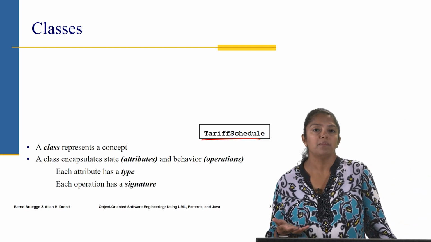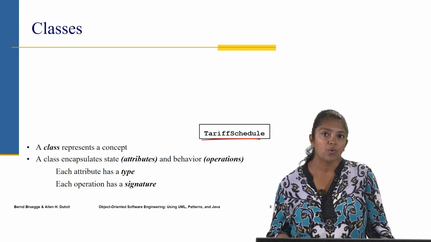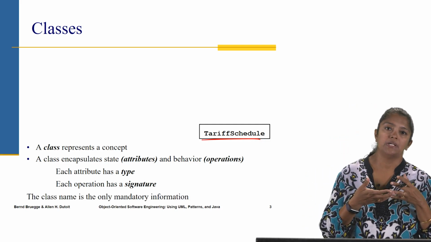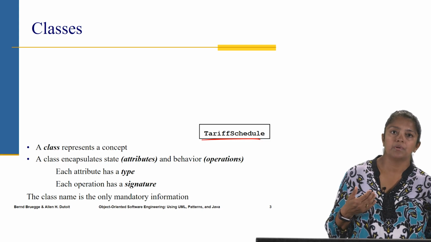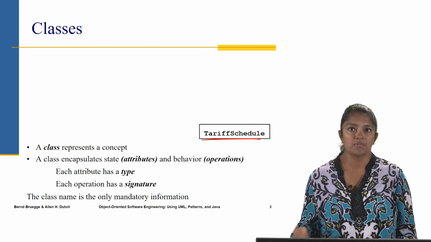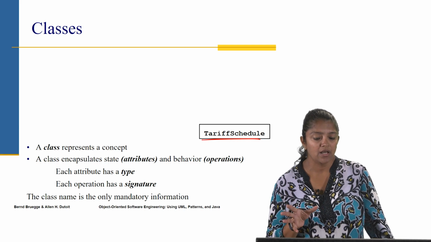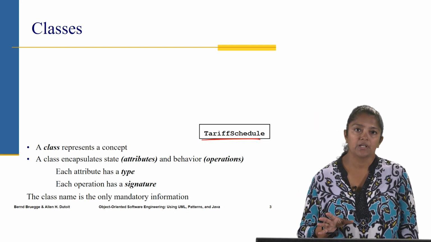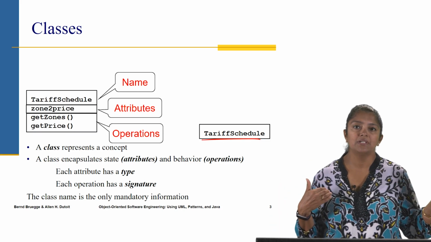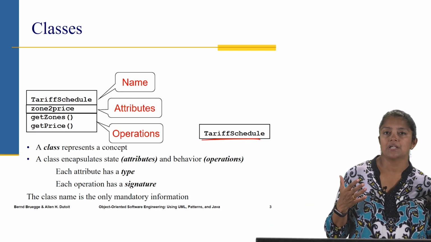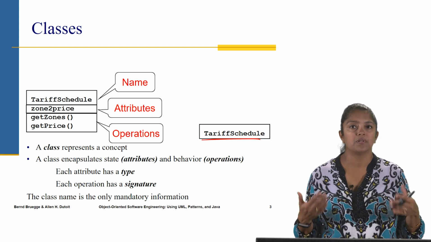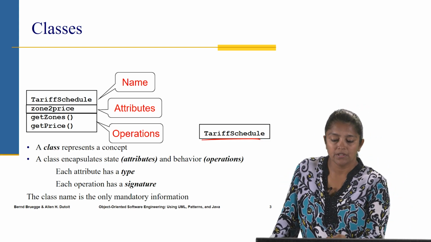Now each attribute has a type, a data type, to indicate what kind of data it stores, and each operation has a signature. By signature, I mean the name of the operation along with the inputs that the operation needs, the output that the operation produces, and their data types. Having said that, the class name is the only mandatory information in the class diagram. The attributes and the operations are optional. Typically in a high level design phase, we identify mainly the classes and the relationships between the classes, but once we get into the detailed design, that's when we begin to identify the attributes and the operations.